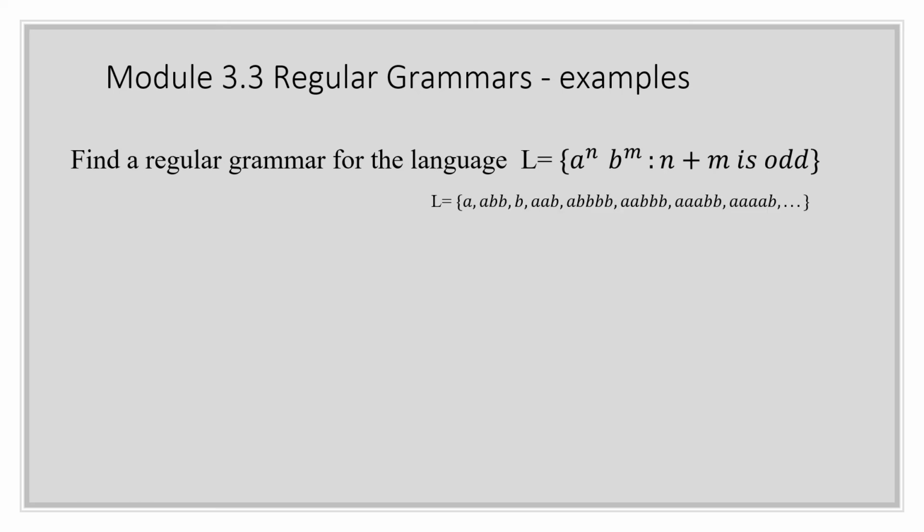First thing is, let's look at this language. This language is any number of A's followed by a number of B's, but the number of A's and the number of B's, when you add them together, must be odd.